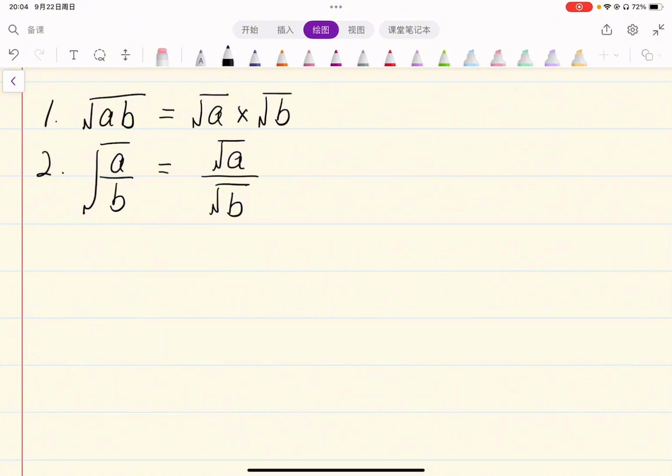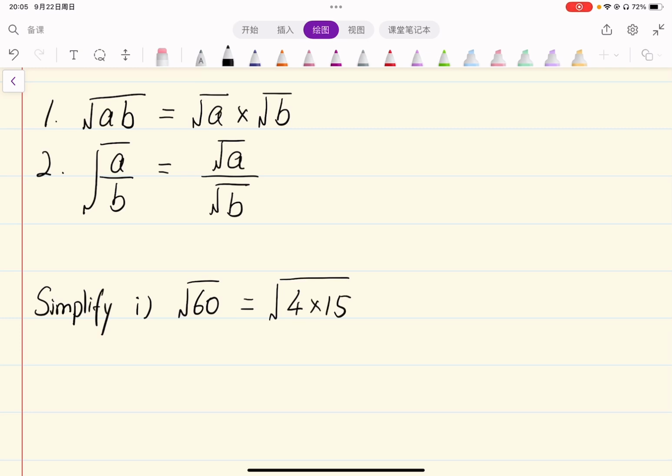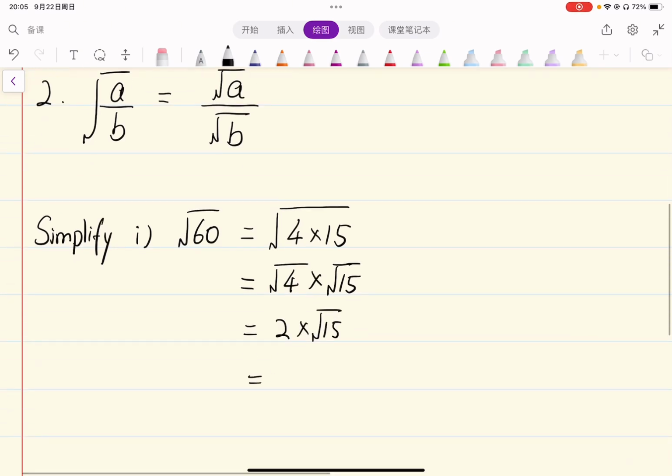Let's do some exercises. Simplify the first question, the square root of 60. How do we simplify it? We find the factors of 60: 4 times 15. So we can write it as the square root of 4 times 15, and then equals square root of 4 times square root of 15, which equals 2 times square root of 15. Thus, we get the answer.